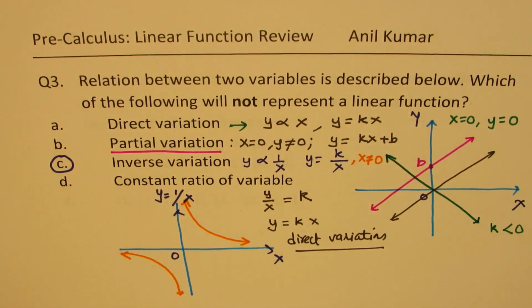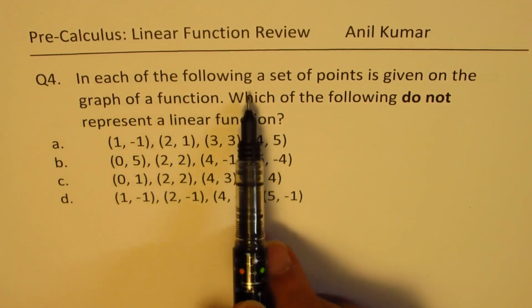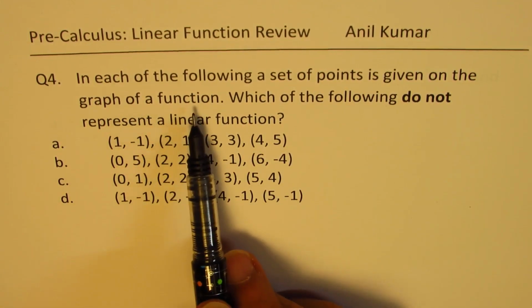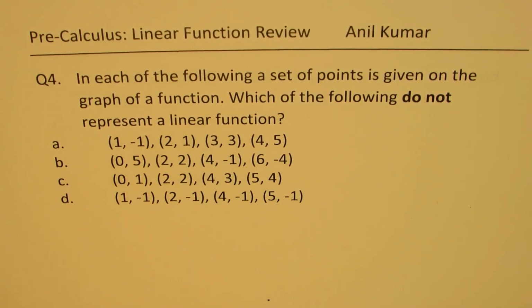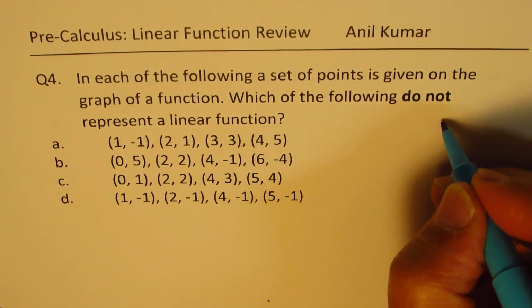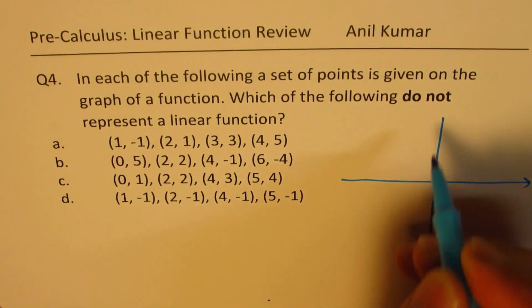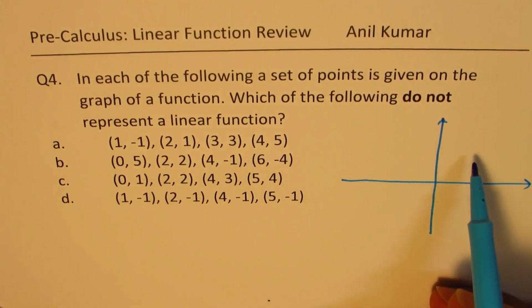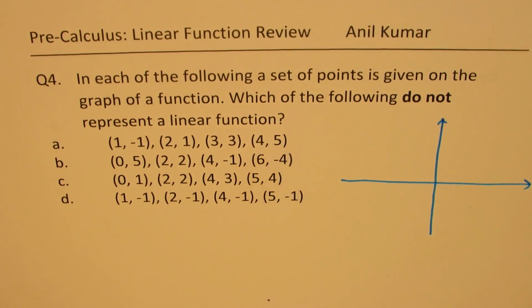Let's move on and take question number 4. Question number 4. In each of the following, a set of points is given on the graph of a function. Which of the following do not represent a linear function? So many ways to do it. One, what you could do is that you could plot the points on a graph, right? So if you get a straight line, that's a linear function. If you do not get a straight line, then it is not a linear function.